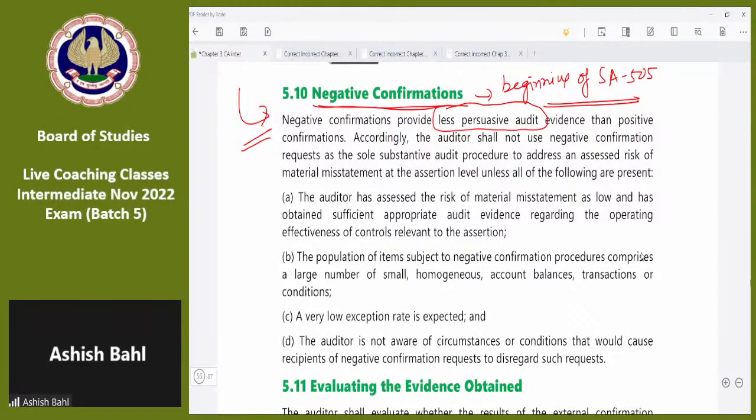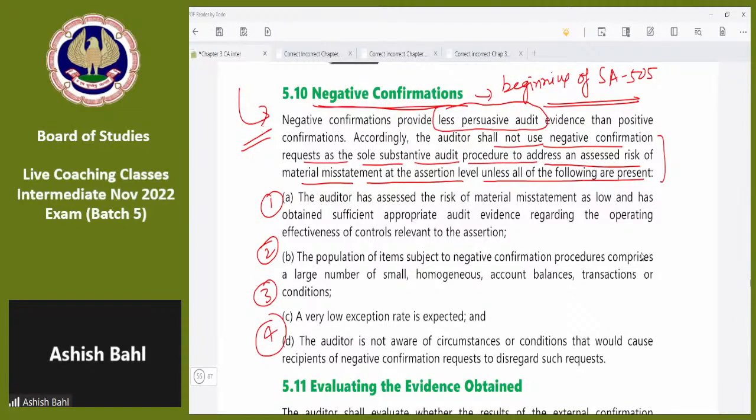So the auditor shall not use negative confirmation requests as the sole substantive audit procedure to address the assessed risk of material misstatement unless all of the following are present. So these four conditions should be present when the auditor designs a negative confirmation request. In these conditions, he can design negative confirmation requests. Now, what are these conditions?